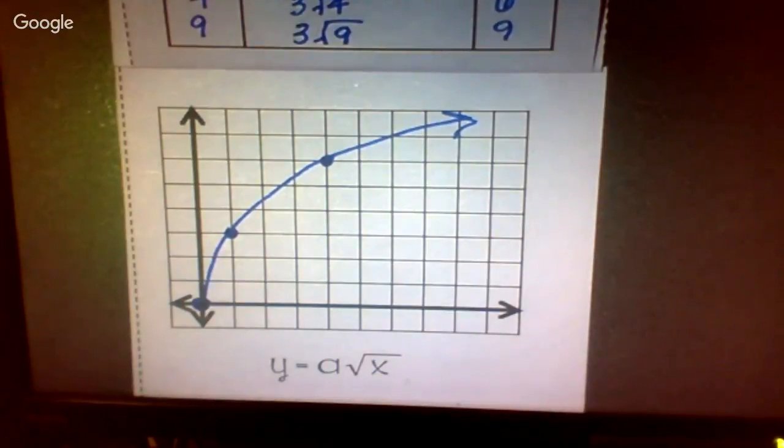What if my A value wasn't a 3? What if it was 1/2? Instead of it blowing up, what do you think it's going to do? Go down. So instead of blowing it up because it's a big number like 3, what if I gave it 1/2? It's going to shrink down. Your graph's going to look like this skinny little line towards the bottom, okay?